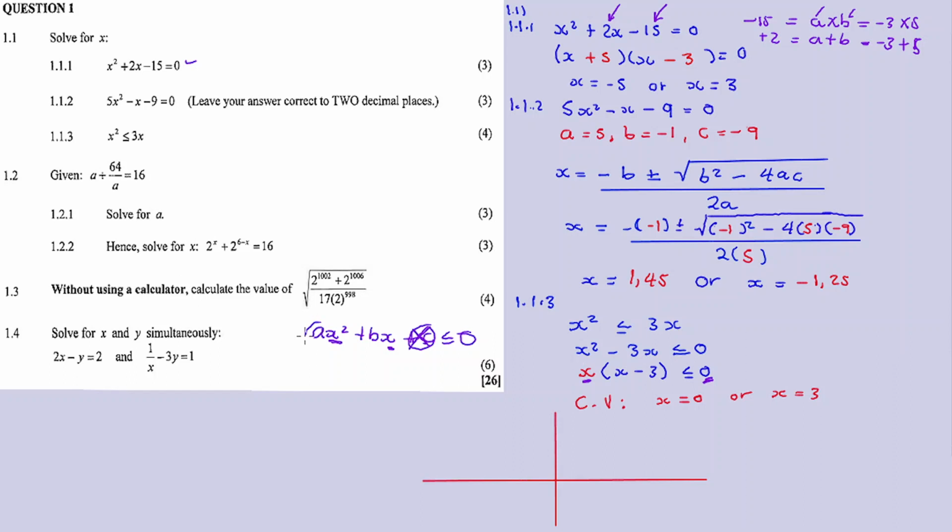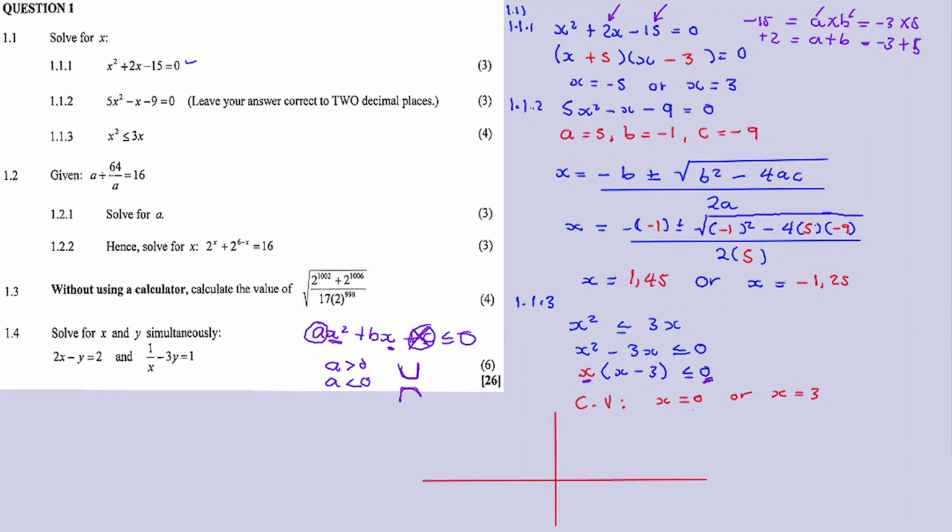So therefore you need to pay attention to a. If a is greater than 0, you have a concave up parabola. If a is less than 0, you have a concave down parabola. Here a is 1, so it means a is greater than 0. I have a concave up.